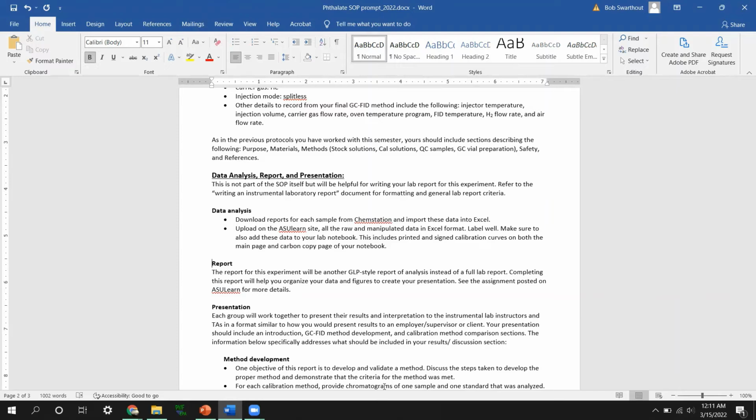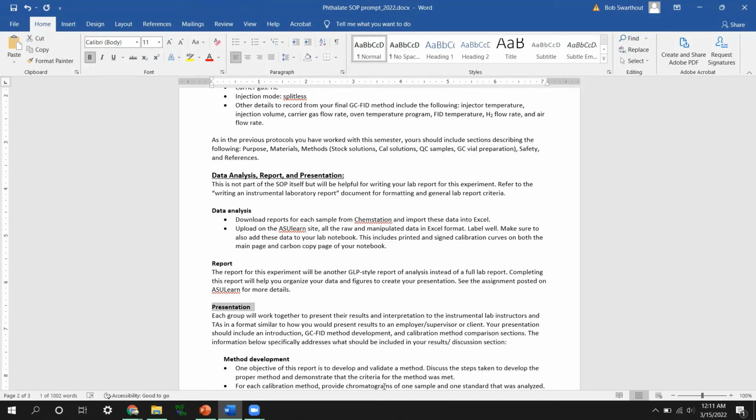The report for this experiment is going to be another one of those good laboratory practice style reports, like you did for the initial EPA cal curve analysis. So it's not going to be a full lab report. But it basically gives you a chance to go through your data analysis, get all your figures and things organized, because what we are going to ask you to do this time is give us a presentation.